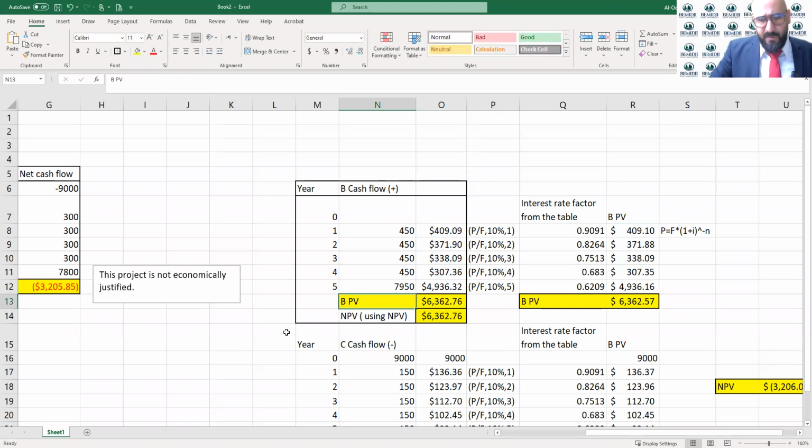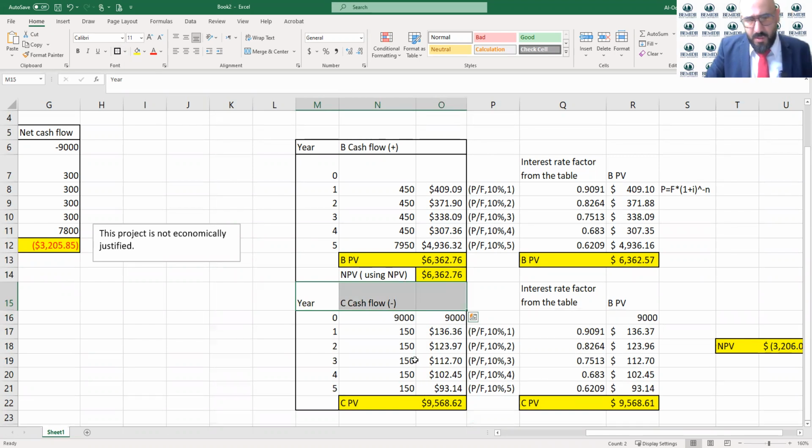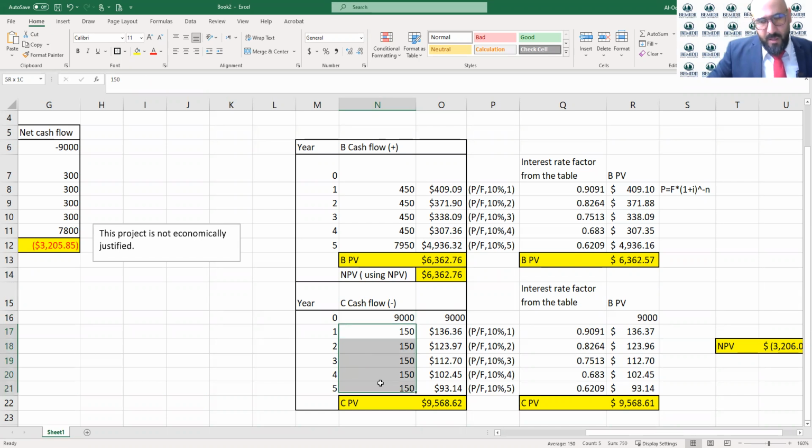And for the negative transactions, very similar to what we did for the positive transactions, the benefits, we wrote down the cost for this machine, and we have a $9,000 cost. You don't have to put the negative here because we already know this is a cost. So we're dealing with it as a cost in a separate table here. We have 9,000 as the initial cost, and then 150 all the way from year 1 to 5. And with that, this is what you get for the cost cash flow table.